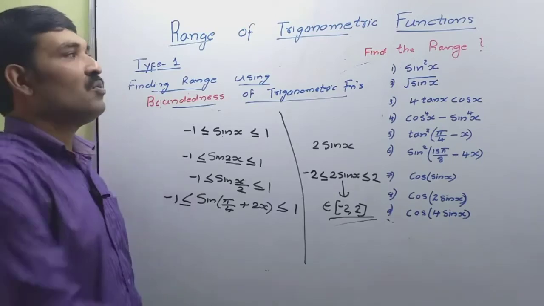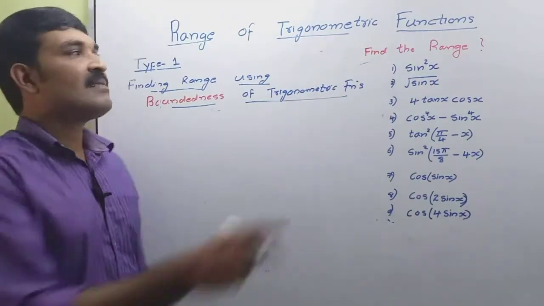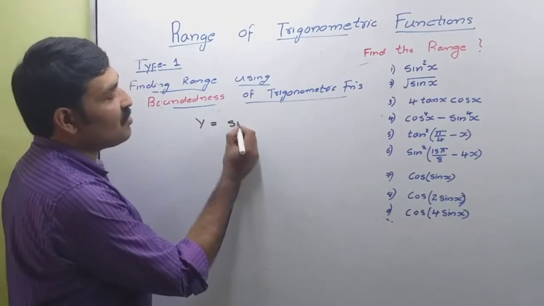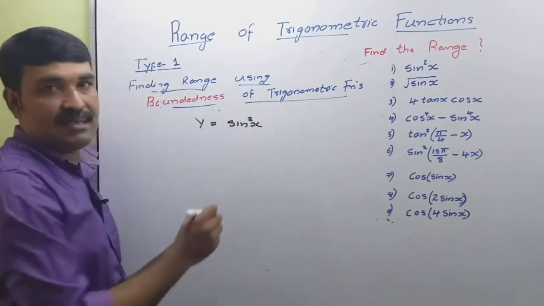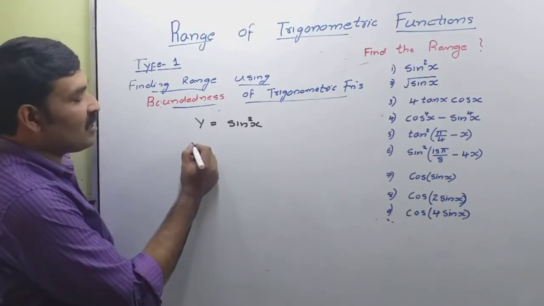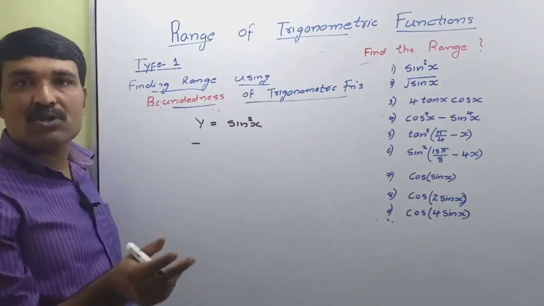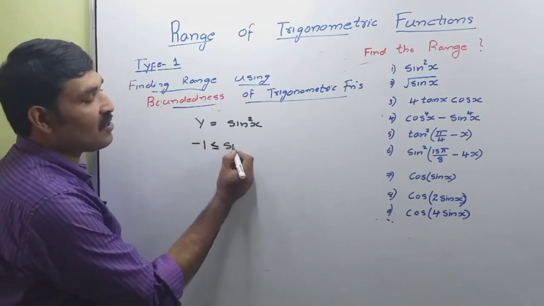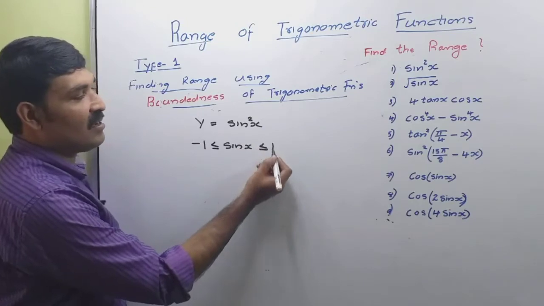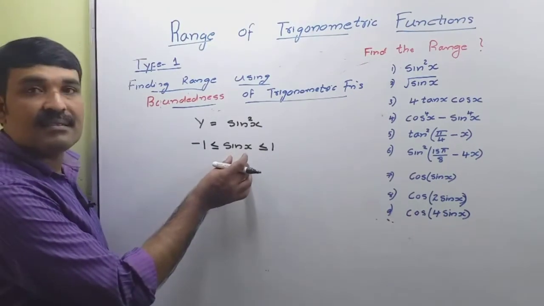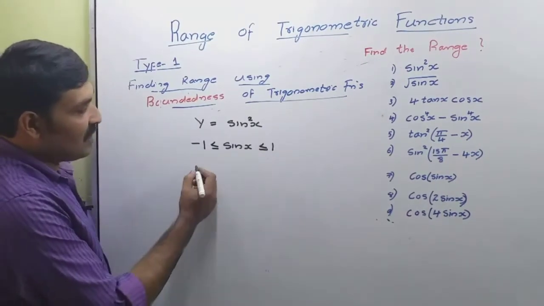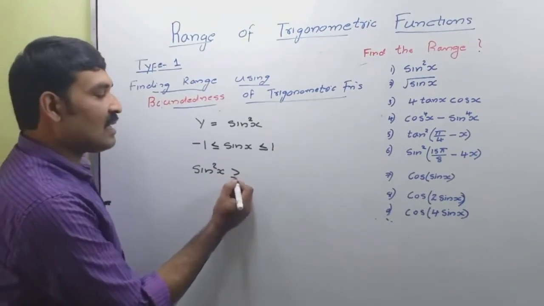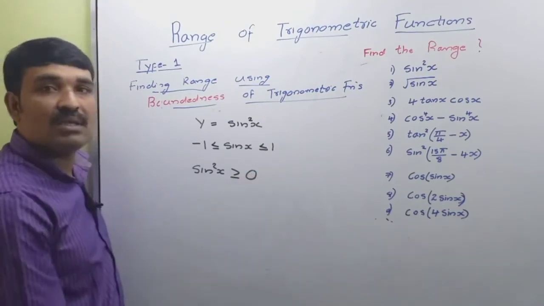Okay, now let us do these problems. Consider our first question, that is y equals sine square x. Since we know that the value of sine x belongs to minus 1 and 1, that is, minus 1 is less than or equal to sine x, less than or equal to 1. Now squaring this term, sine square x is always greater than or equal to 0.